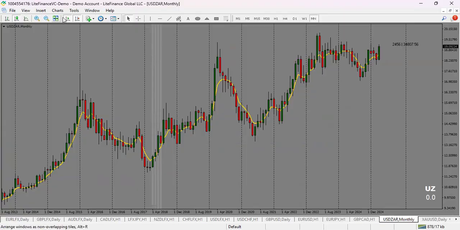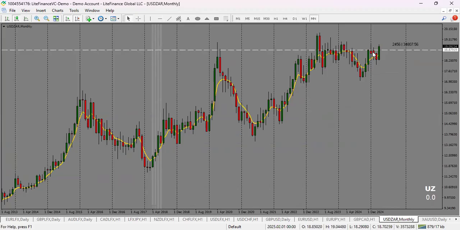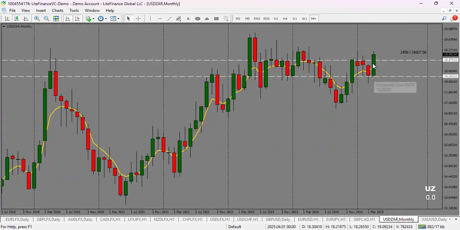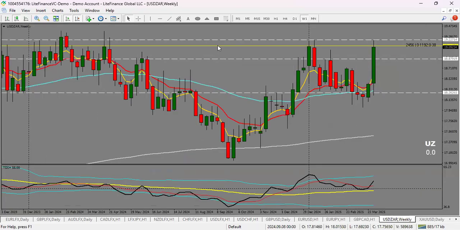So this is USDZAR. And you can see how this month candle has emerged. You can see the bullish momentum. It has already engulfed the previous month candles, just the first week, showing that we are on a bullish trend. Let us confirm with the weekly.